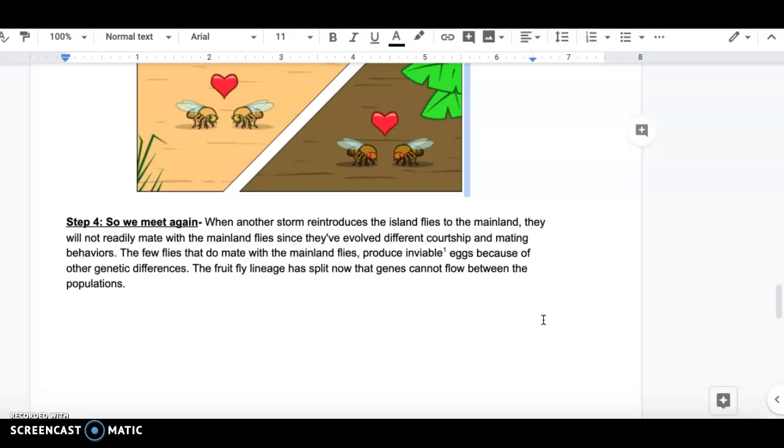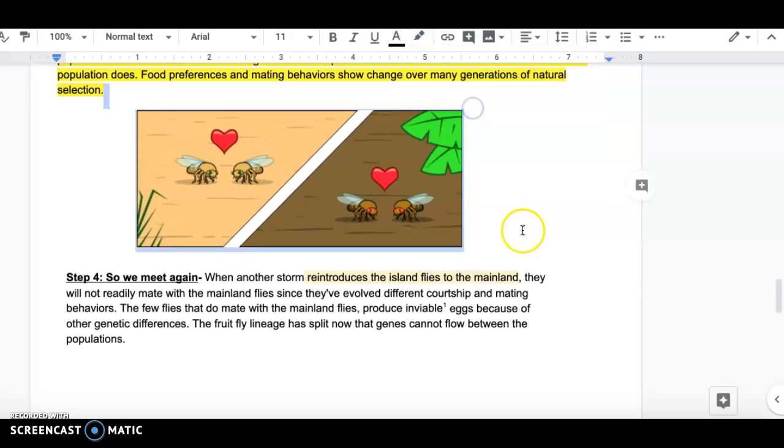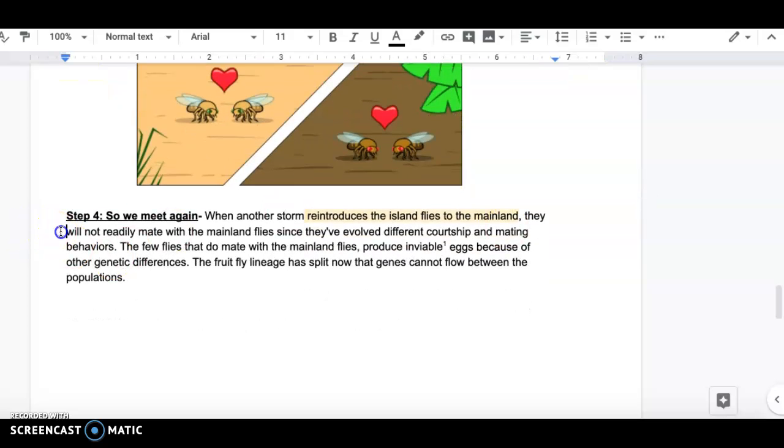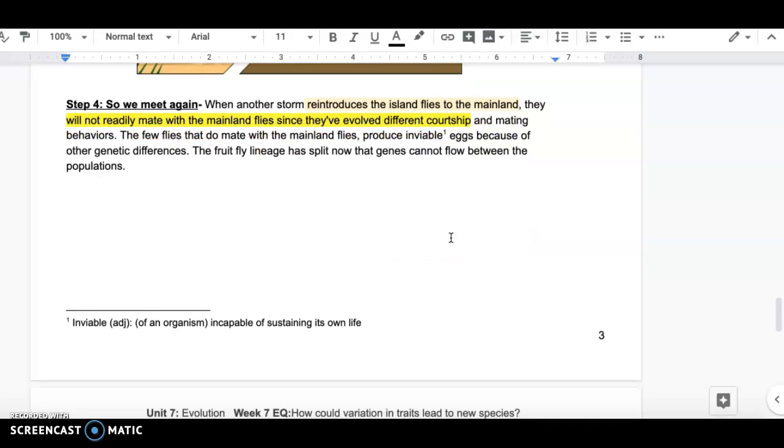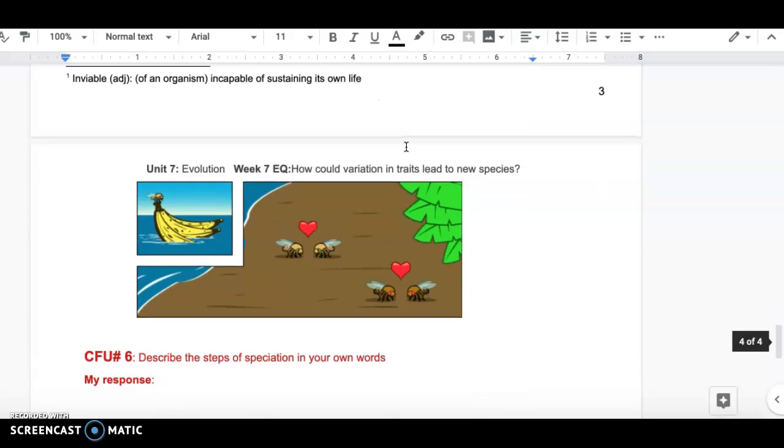Step 4. So we meet again. When another storm reintroduces the island flies to the mainland, they will not readily mate with the mainland flies since they've evolved different courtship and mating behaviors. The few flies that do mate with the mainland flies produce inviable eggs. That means that they're not able to live because of their genetic differences. I would highlight genetic differences. The fruit fly lineage has split now that genes cannot flow between the two populations.